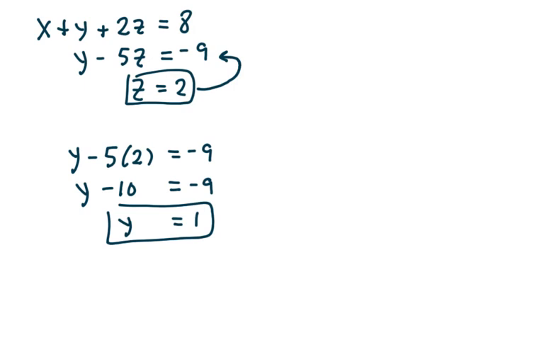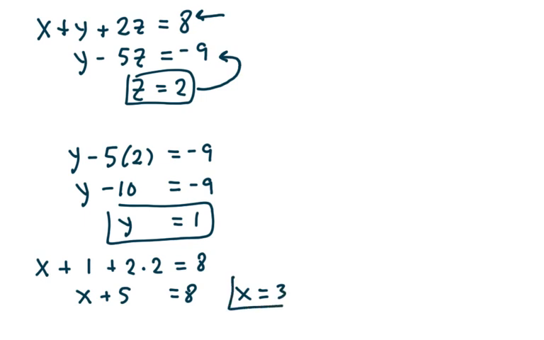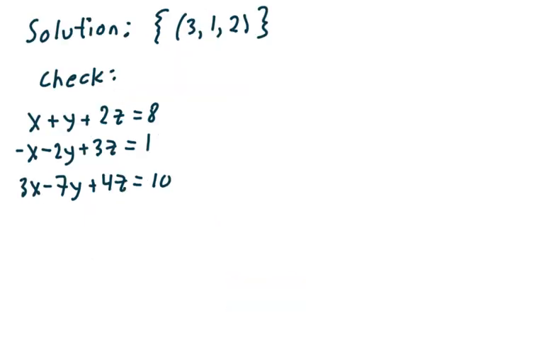Now I'm going to take my values for y and z, and I'm going to plug them into the first equation and solve for x. So x plus 1 plus 2 times 2 equals 8. x plus 5 equals 8, so x is 3. And so my solution is the ordered triple 3, 1, 2.